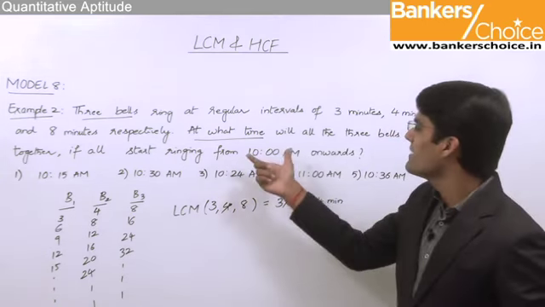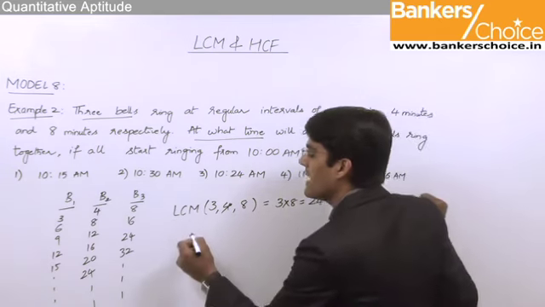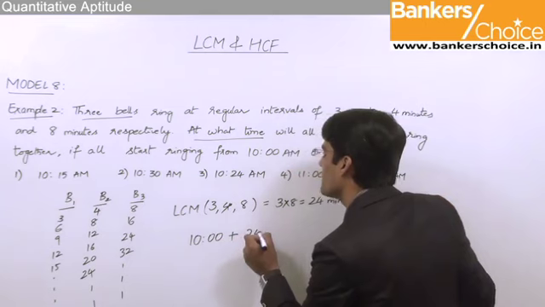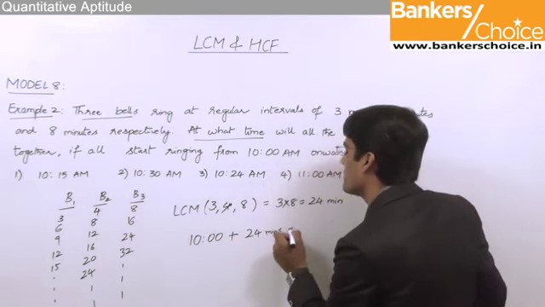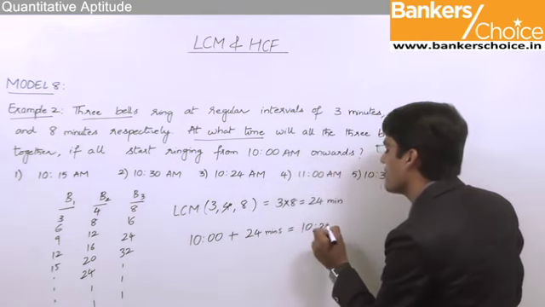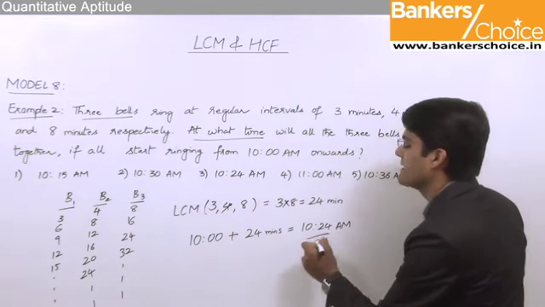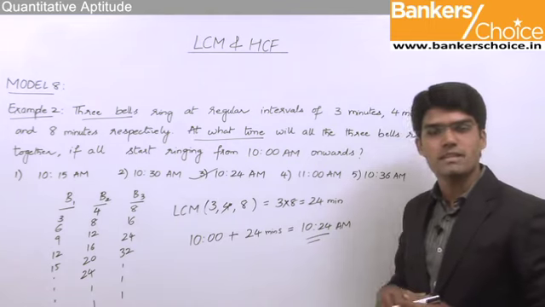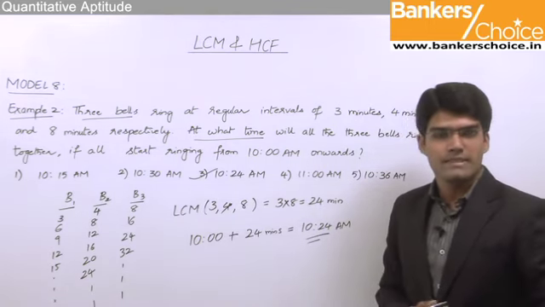So if they start ringing from 10 a.m. onwards, the time at which they will ring together again will be 10 a.m. plus 24 minutes. That is 10:24 a.m. And this is given in option number 3. So this is how we find out the answer for this question based on the LCM.